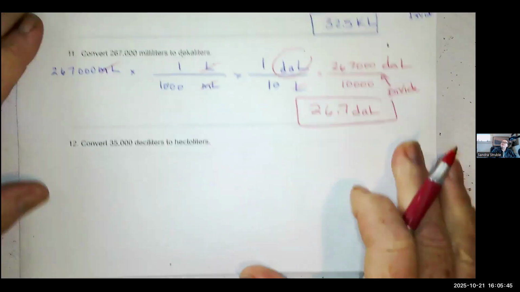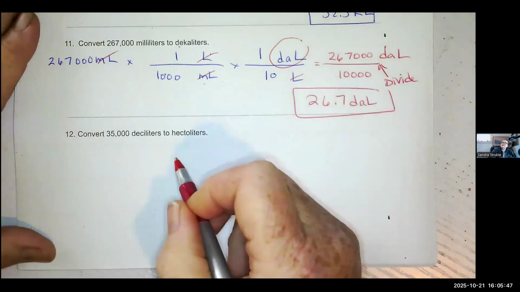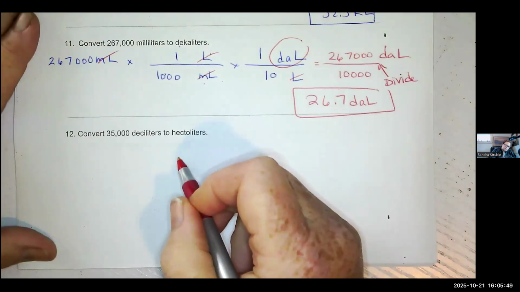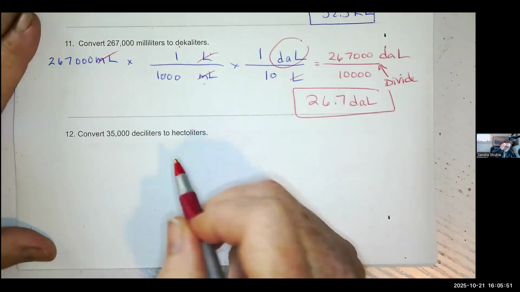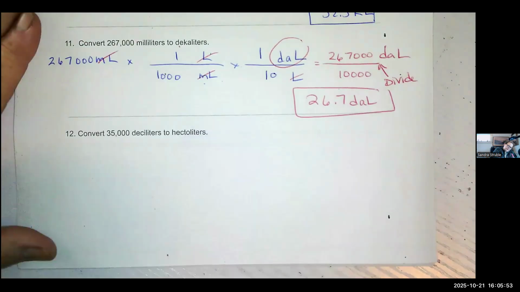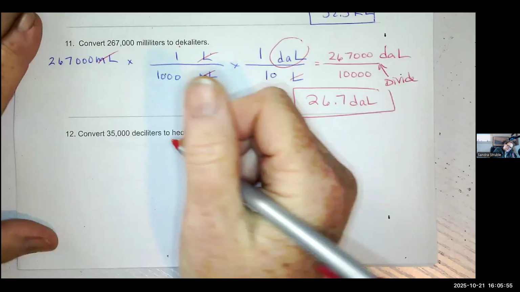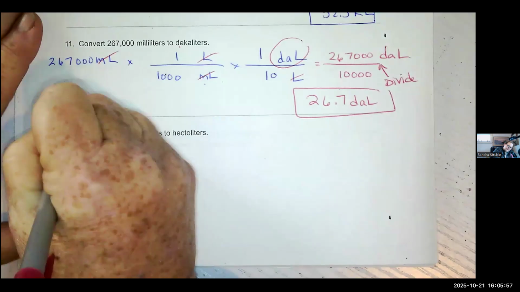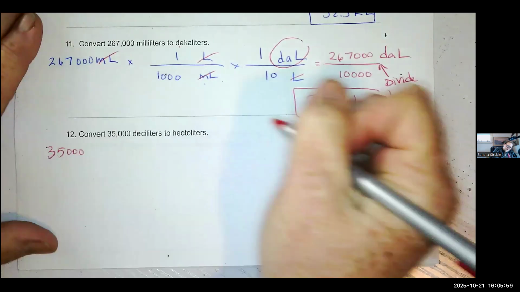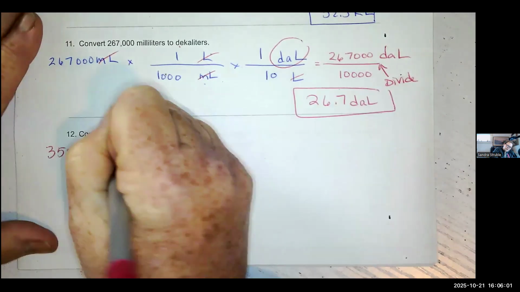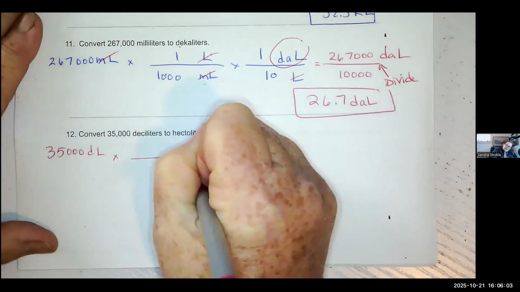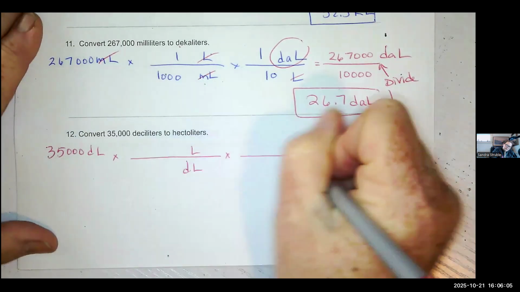Next one, 35,000 centiliters to hectoliters. Pause the video, attempt this one yourself, and then come back to see how you did. All right, so we're going to start with what we're given, 35,000. And this is centiliters. We're going to have to get rid of our centiliter and go to liters. That's our base, and then get rid of our base and go to our hectoliters.